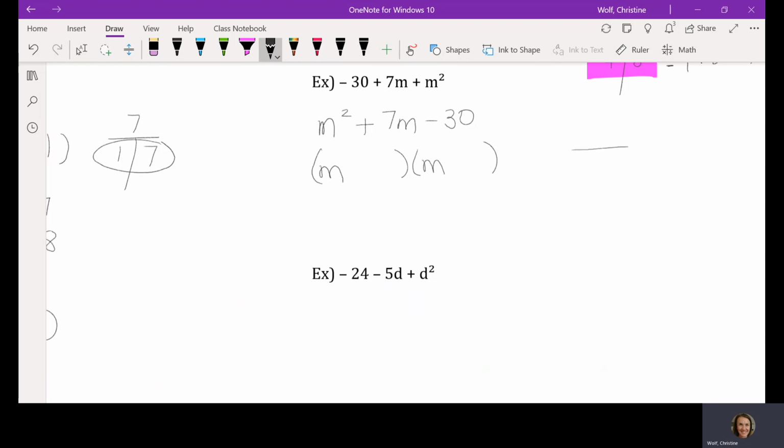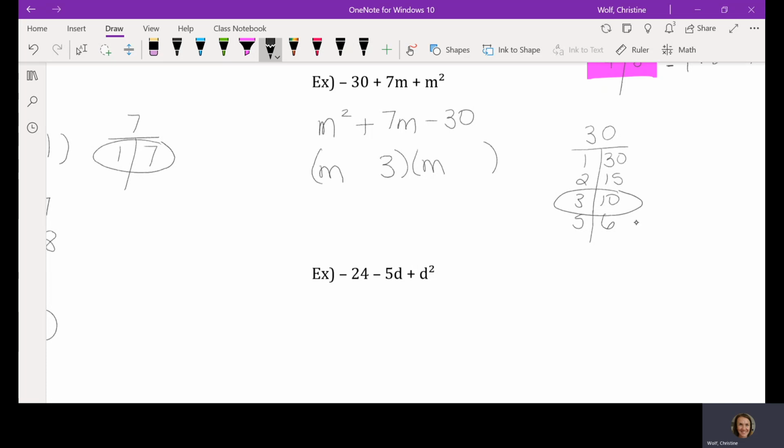That goes out front. Ways to multiply for 30: 1 times 30, 2 times 15, 3 times 10, and 5 times 6. Sorry, there's another one. Okay, so which of these 4 options could somehow give us a 7 if we added or subtracted them? And it would be 3 and 10.